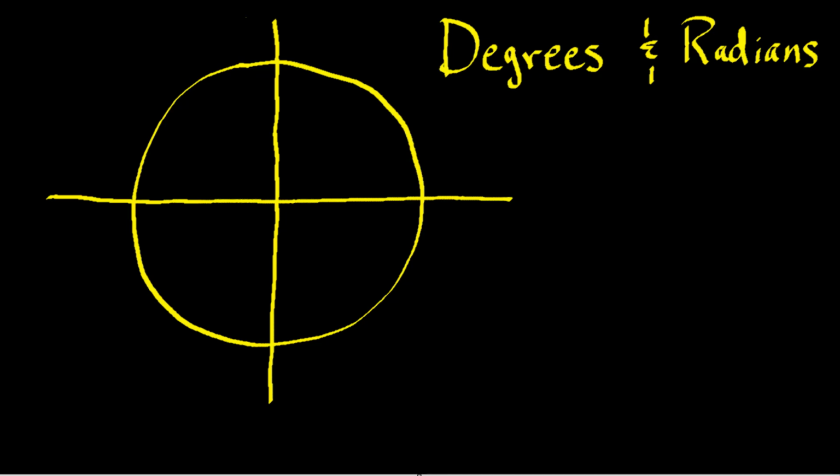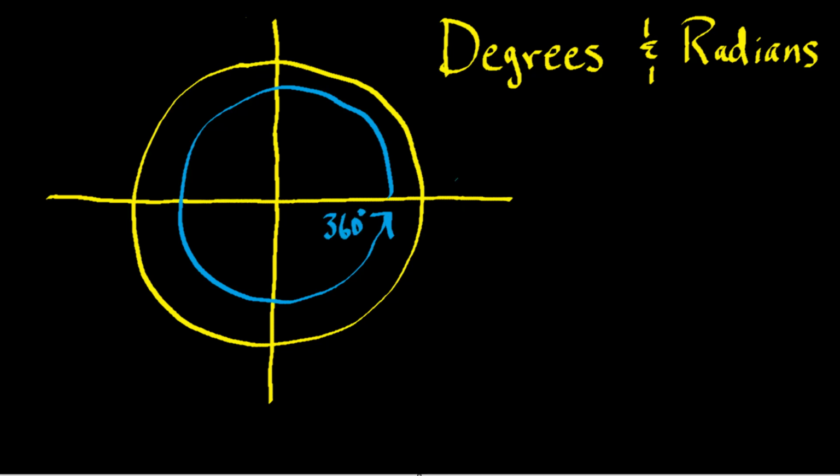In this video, I'm going to cover degree and radian conversions. To perform the conversion correctly, it's important to realize that all the way around the circle is 360 degrees, which is also equal to 2 pi radians.